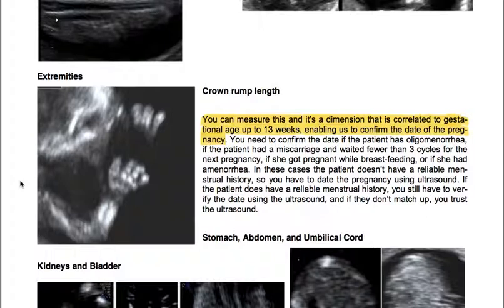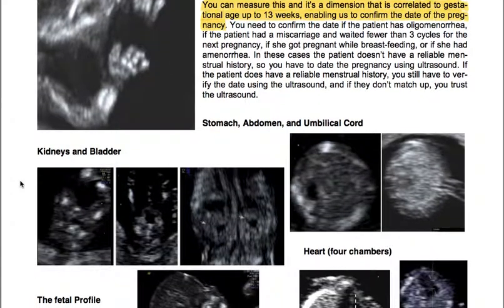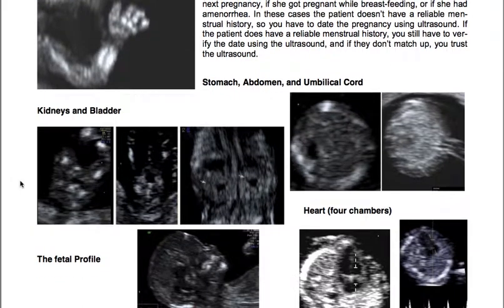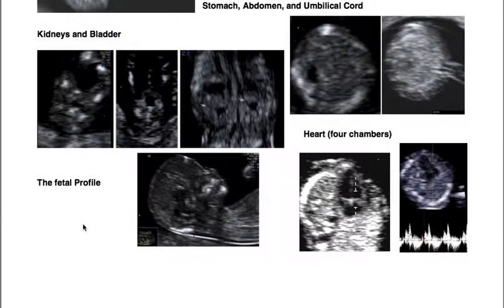If the patient does have a reliable menstrual history, you still have to verify the date using the ultrasound, and if they don't match up, you trust the ultrasound. Here we can see the stomach, abdomen, and umbilical cord, kidneys and bladder, heart, 4 chambers, the fetal profile.